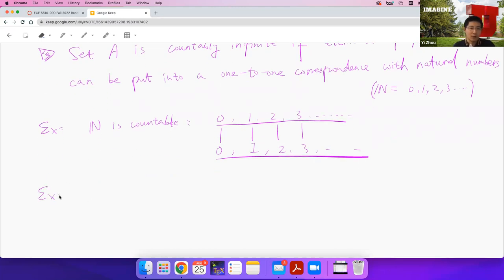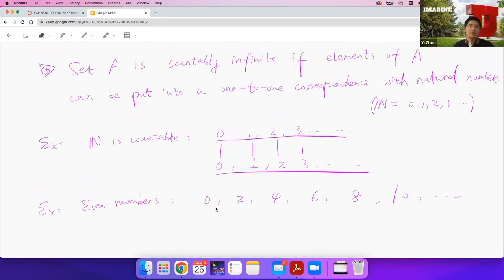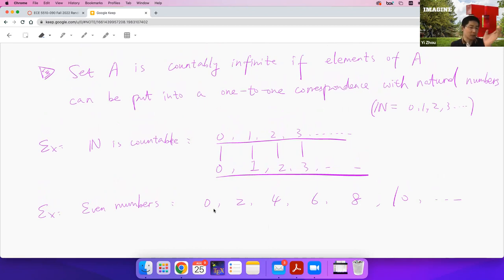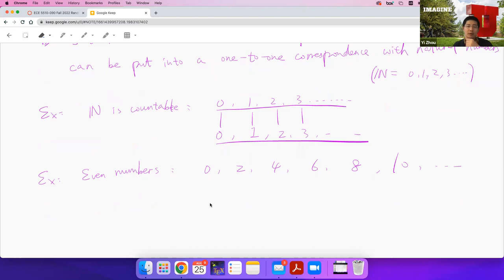The second example is the set of even numbers. So let's write down the even numbers: 0, 2, 4, 6, 8, 10, right? And this is also countable. So first of all, it is infinite, right? Because we have infinite even numbers. Now, second of all, I claim it is countable because I can build a 1-1 correspondence between the even numbers and natural numbers. So this is the correspondence.